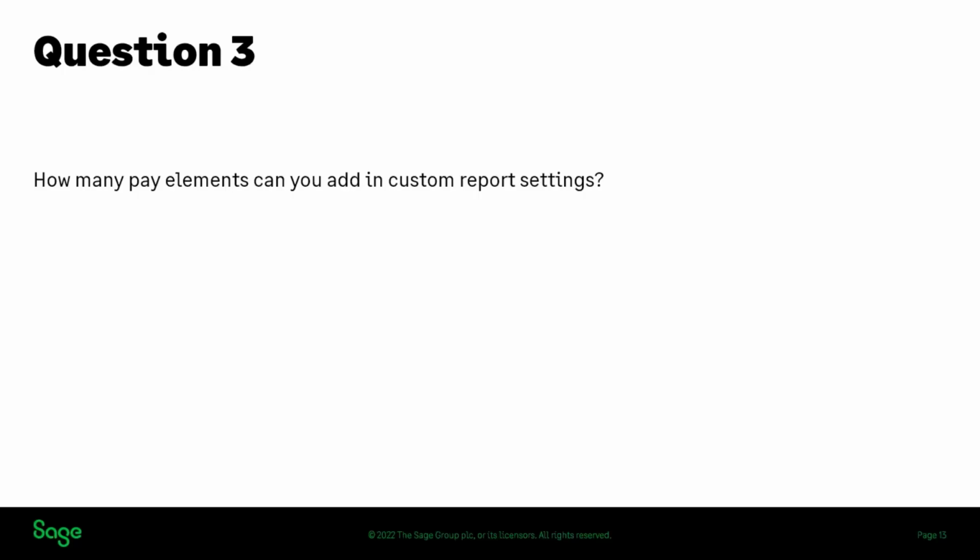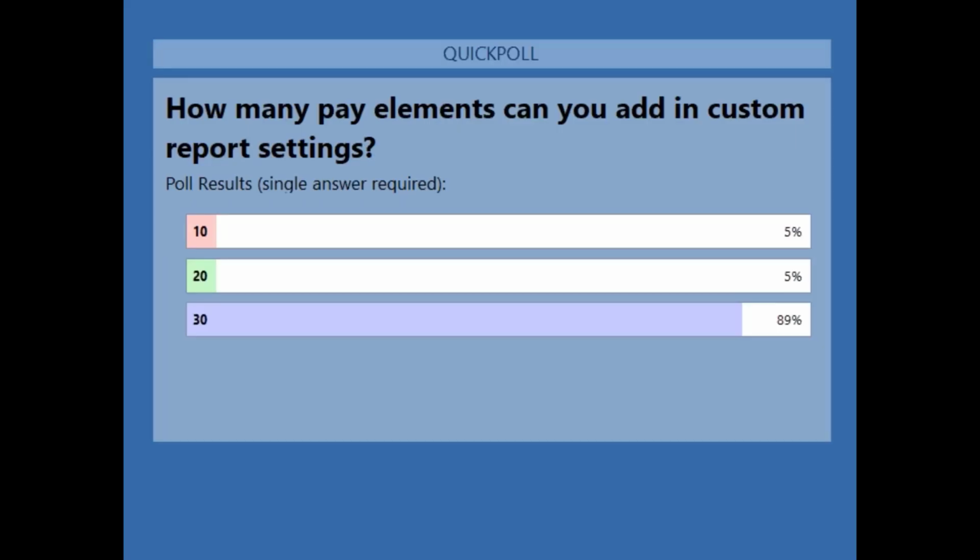Okay, so we'll close that one off, and again, we shall reveal the results. So 5% said 10, 5% said 20, and 89% said 30. Majority is correct again. So 30 is the limit that you can add. So the number of pay elements you can add in a custom report setting is 30. You can't go any higher than 30.